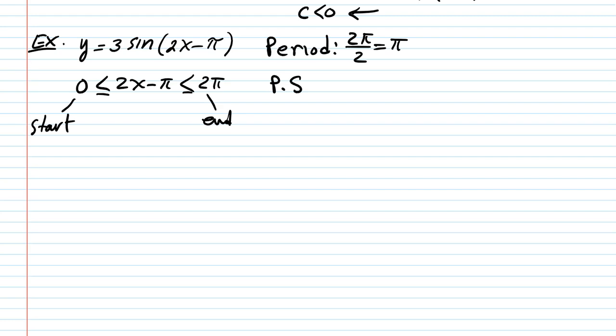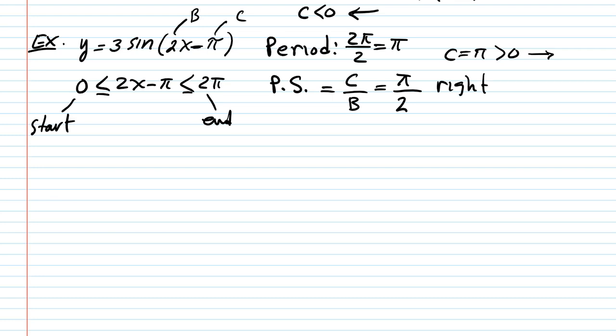Now we have a new creature called phase shift. Well, how do we find the phase shift? We have a formula for that, don't we? C over B is the phase shift. So in this case, the phase shift is going to be what? Pi over 2, because C is pi. That's C, and that's B. Phase shift is going to be pi over 2. And because C is positive, since we see this in this negative form, C is pi, greater than 0, the phase shift is going to be to the right. Phase shift is right, pi over 2 units.